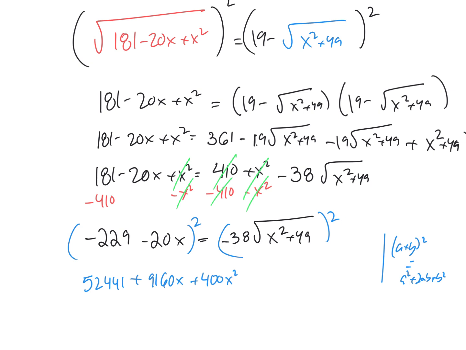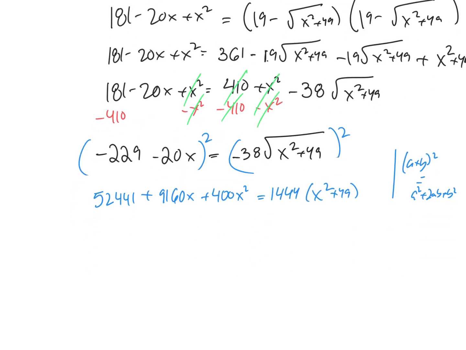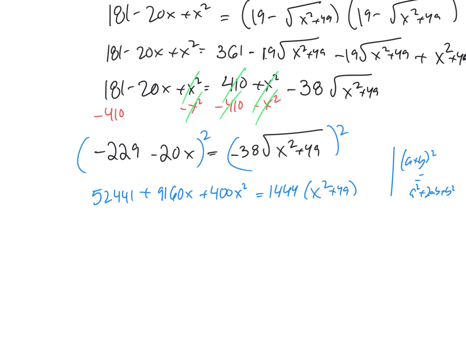Okay, now on this side of the equation, notice these aren't being added or subtracted. These are just being multiplied, right? So when I'm squaring this, I'm just squaring the negative 38, which is going to be 1,444, and then I'm squaring the radical, which is x squared plus 49, no square root. So now I'm in a great spot because I no longer have any radicals. I just have a quadratic equation, and I can simplify from here.